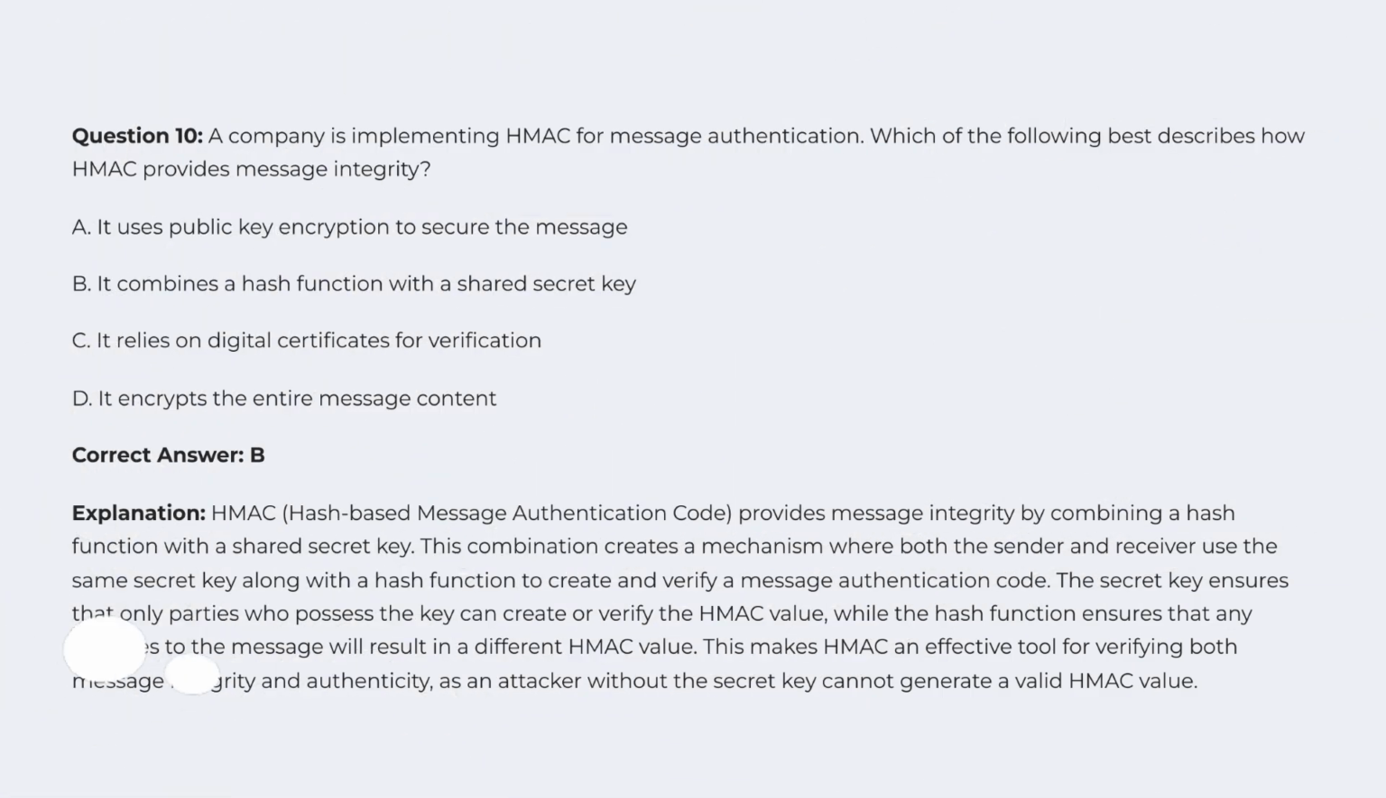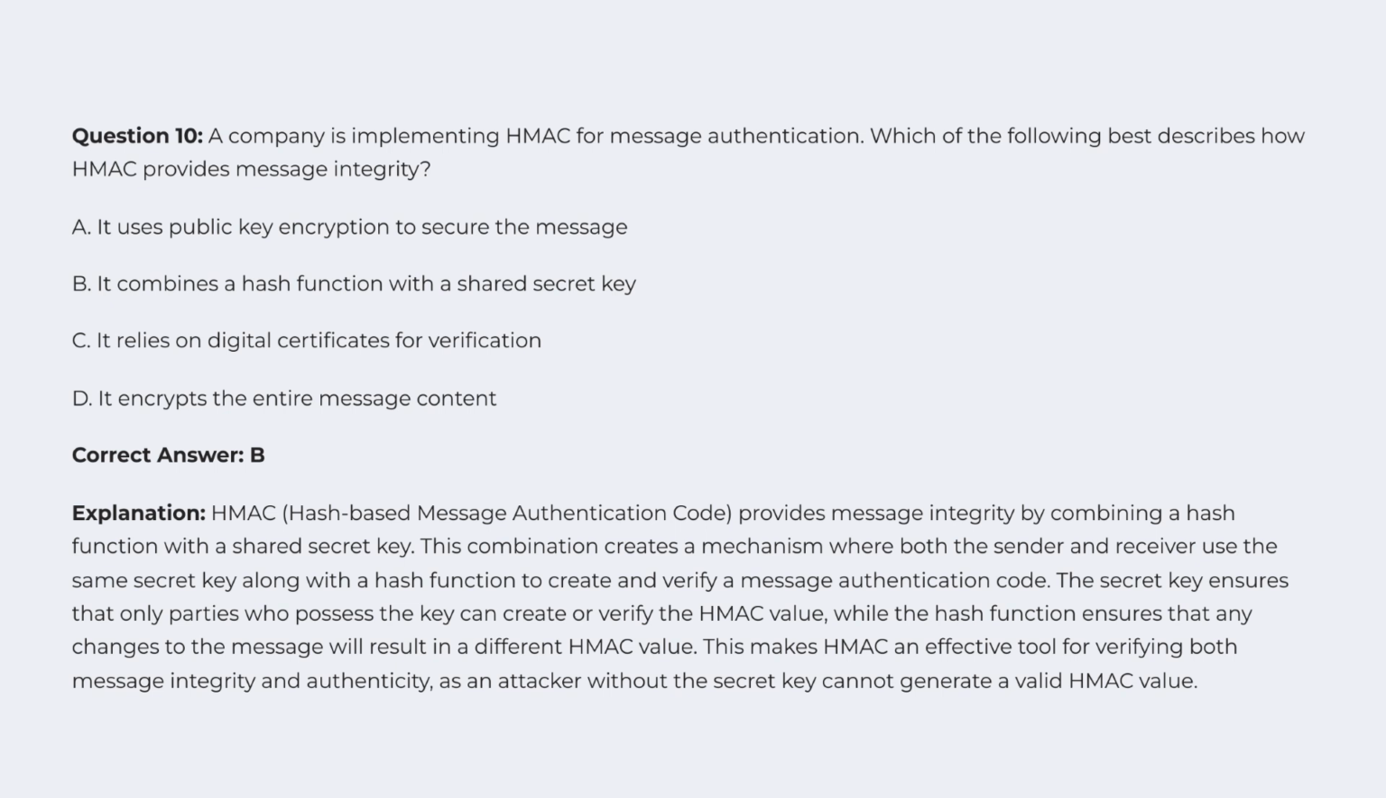Correct answer, B. Explanation. HMAC, hash-based message authentication code, provides message integrity by combining a hash function with a shared secret key. This combination creates a mechanism where both the sender and receiver use the same secret key, along with a hash function to create and verify a message authentication code.